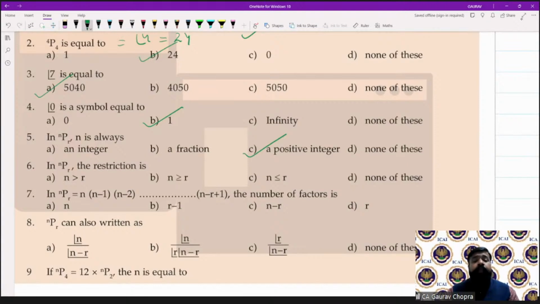Then in nPr, what is the restriction? Which should be greater, n or r? Since we have to select r items out of n, n can be greater than or equal to r. n will be greater than or equal to r. n cannot be less, n can always be more or equal to r. So it will be option number B.